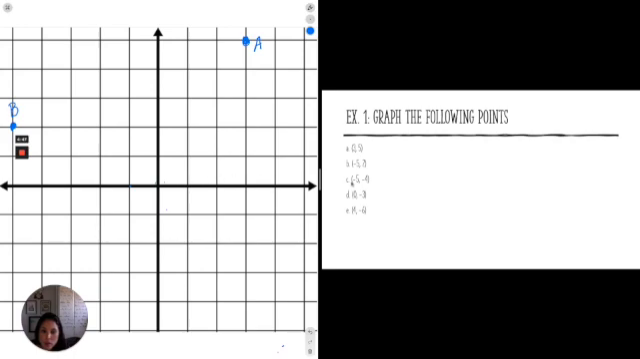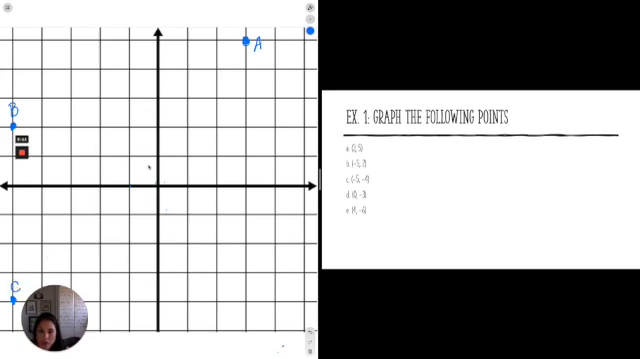My next point is (-5, -4). So I'm going to go over -5 on my x-axis, 1, 2, 3, 4, 5. And this is negative, so I need to go down 1, 2, 3, 4, and here is my plot for point C.